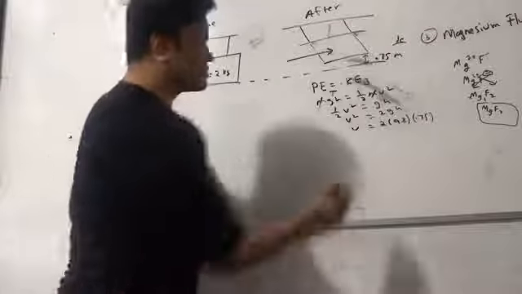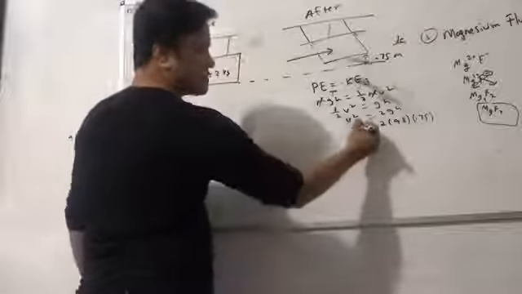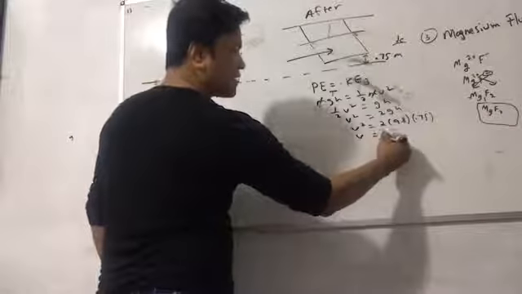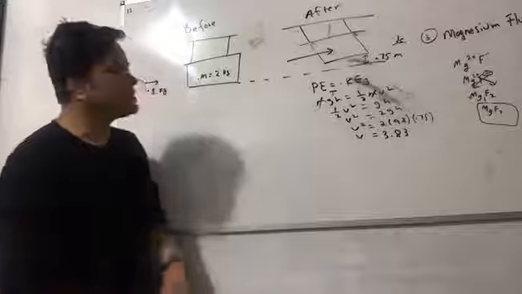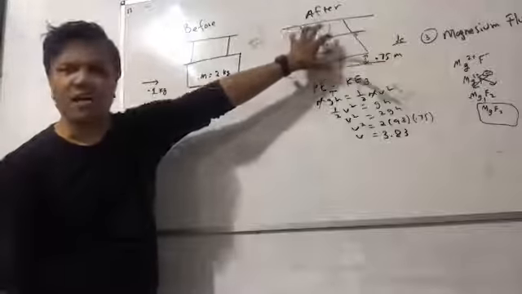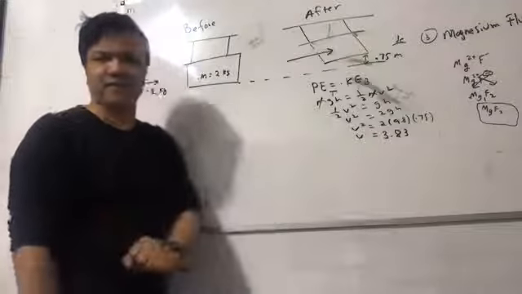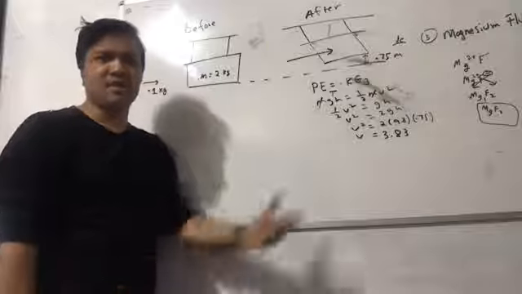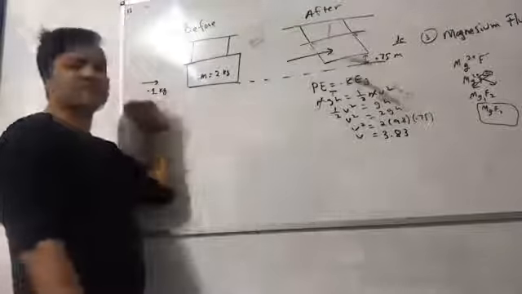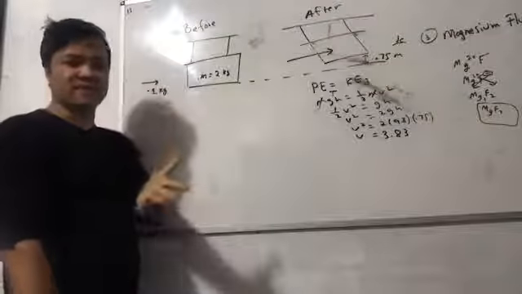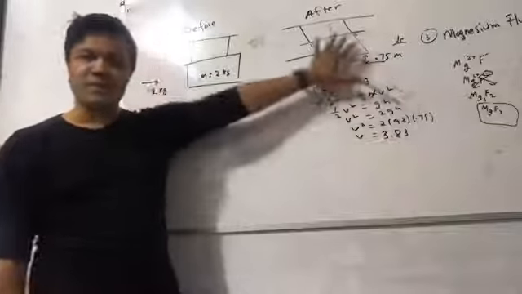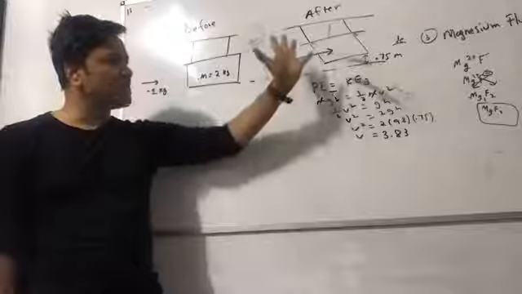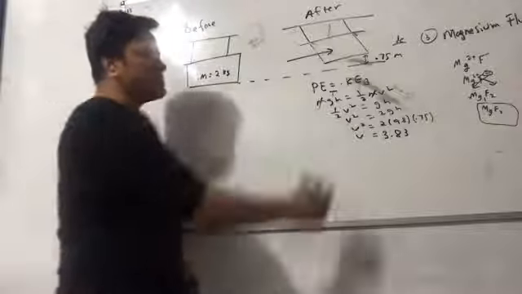The square root of 14.7 is 3.83. So velocity is 3.83. Velocity of what? Velocity of the bullet and block is 3.83. With this information, we'll be able to find the velocity of the bullet quite easily, because if we know the velocity, we know the momentum. What is the momentum here?